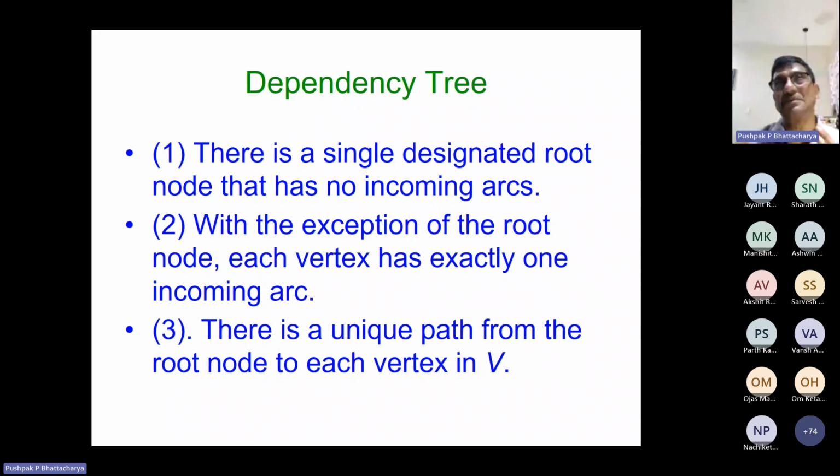So let's absorb this very important property of dependency trees. First of all, there is a single designated root node. Every vertex has exactly one parent. And there is a unique path, okay? No two paths, unique path. This is a consequence of the unique path from the root node to each vertex in V.